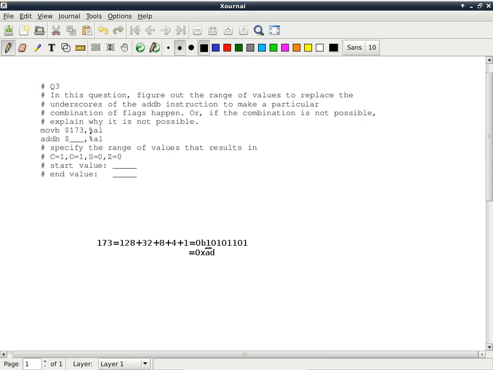Okay. Make sure 0B in front just shows that the number is binary. 0B means we're using base 2. Okay, now I think I understand what your question is. Your question is answered like this.